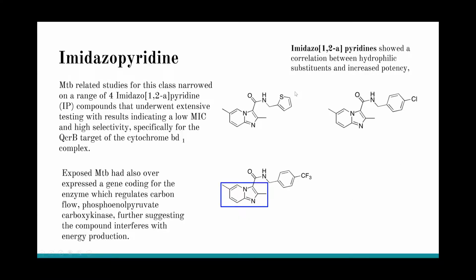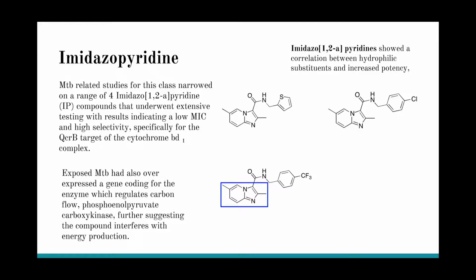Here, highlighted in blue, you can see the imidazopyrimidine scaffold, and that is a component of each of these compounds on the slide. These are just three of the more potent compounds that were in the published studies. In related studies for this class of compounds, all of them exhibited a low minimum inhibitory concentration, and they all had high selectivity for the QcrB target, which is part of the cytochrome bd complex of the organism, and basically has to do with cellular respiration.